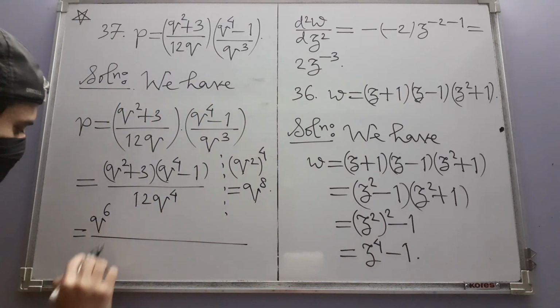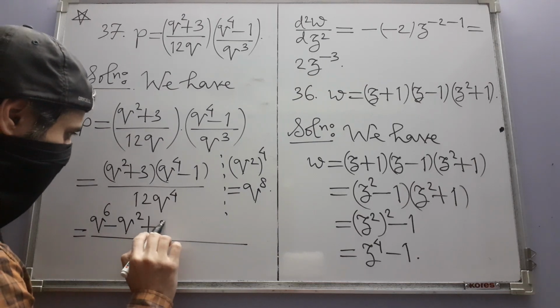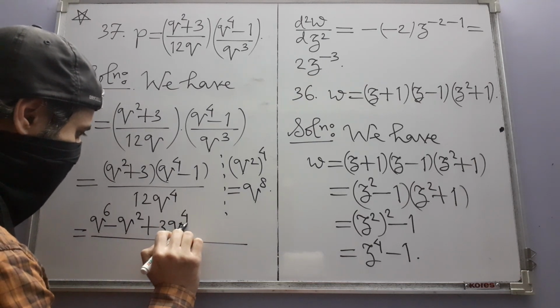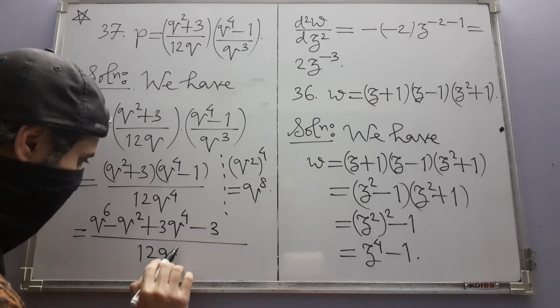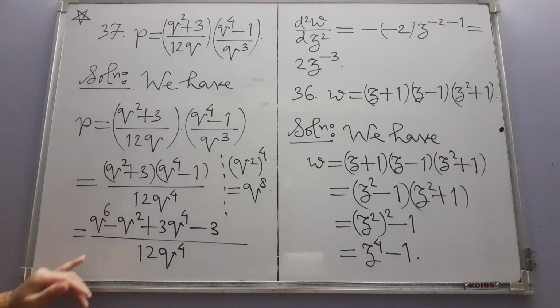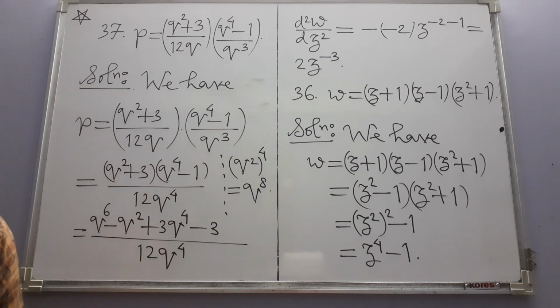So 6 minus q square plus 3q to the power 4 minus 3. No simplification, but that's not a problem. I mean, no cancellation.